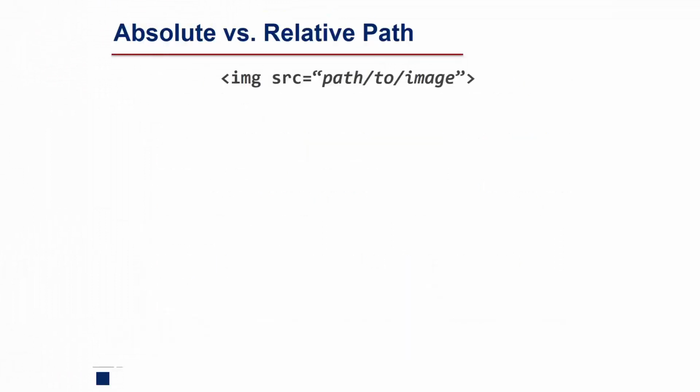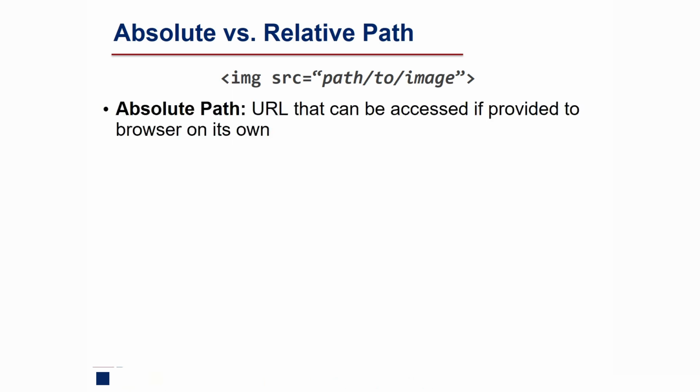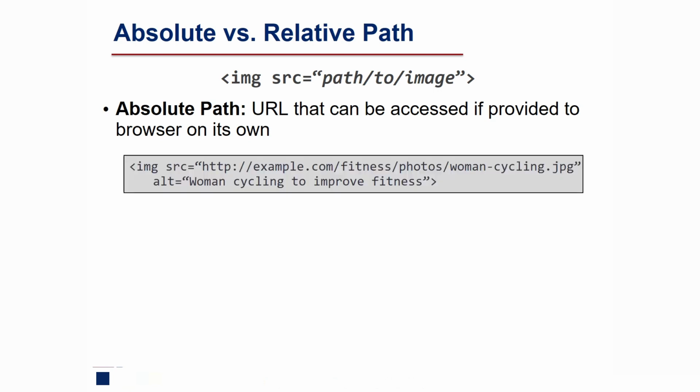Now, I mentioned we have to specify the location of the image. And there are two ways of specifying the location of the image. One is the absolute path, and the other is the relative path. The absolute path is a URL that could be accessed on its own. It is the full path. It is its distinct, unique address on the World Wide Web. And in this case, we're using the absolute path by specifying the entire URL, including the protocol, HTTP, etc., etc.